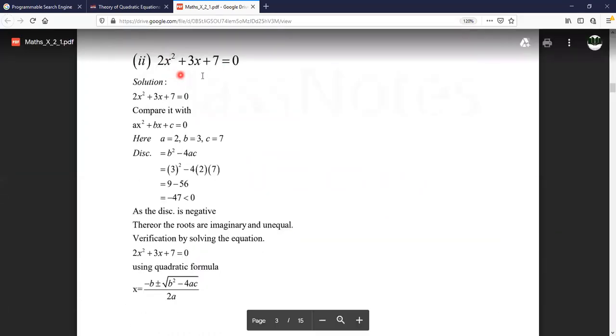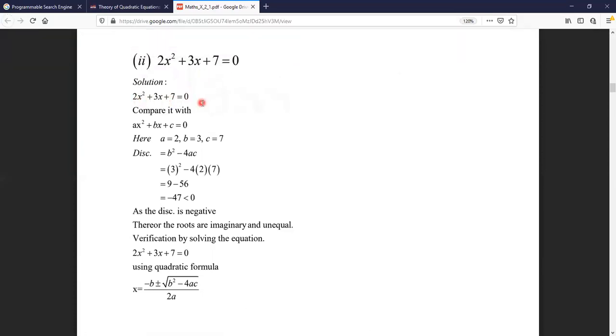We have 2x square plus 3x plus 7 is equal to 0. What I'm going to do is solve it. I compare with ax square plus bx plus c is equal to 0. a is equal to 2, b is equal to 3, and c is equal to 7. So I'm putting in the discriminant: b value is 3, 4 is given over here, a value is 2, and c value is 7. 9 minus 56, since 4 times 2 is 8, and 8 times 7 is 56, so minus 47. So it is the third condition, that the discriminant is coming negative.